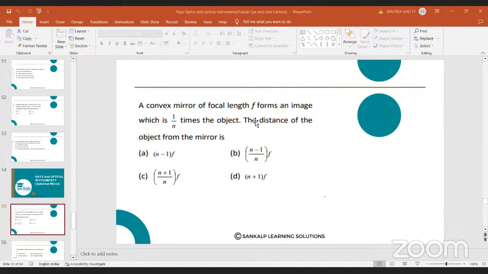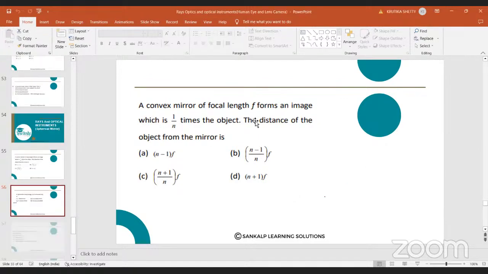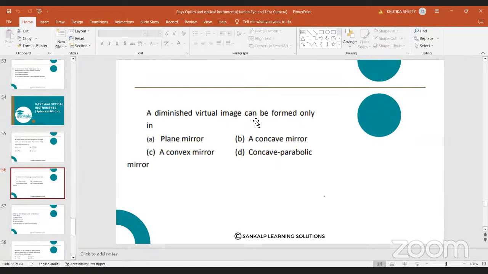A diminished virtual image can be formed only in concave mirror, convex mirror, plano parabolic, or concave parabolic mirrors. Yes. Here the diminished virtual images are formed by, yes, very good, Lohit. That is option C, convex mirror. From a convex mirror we get diminished virtual images. Okay?